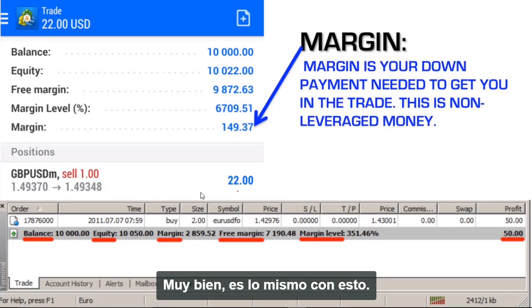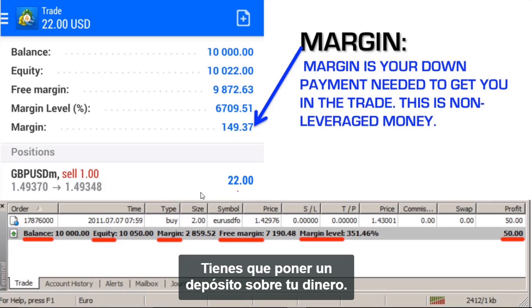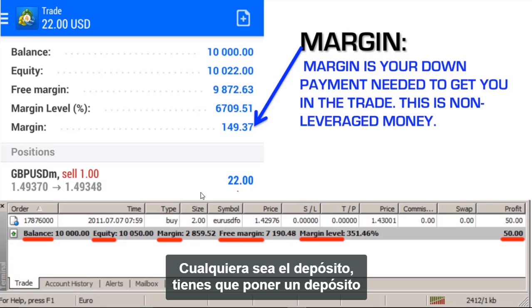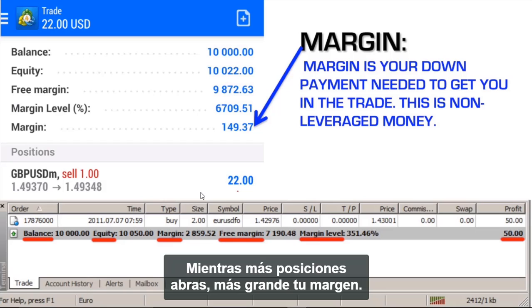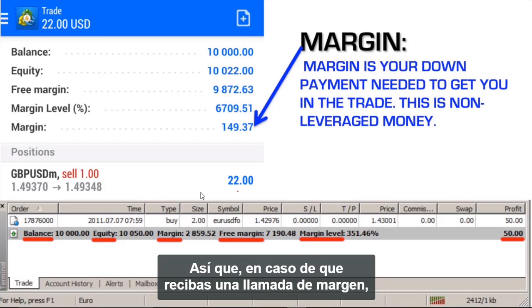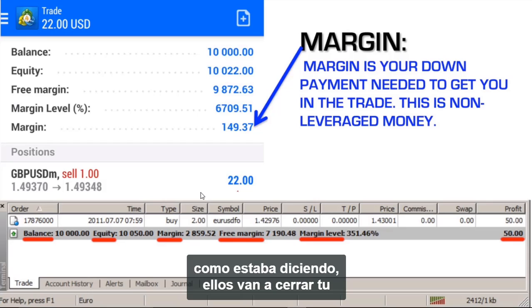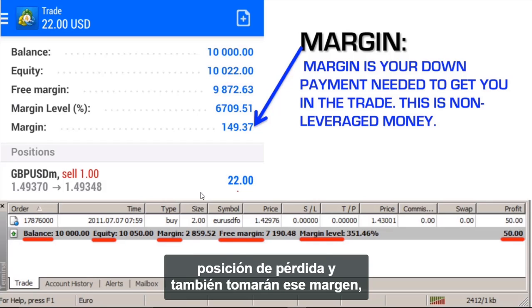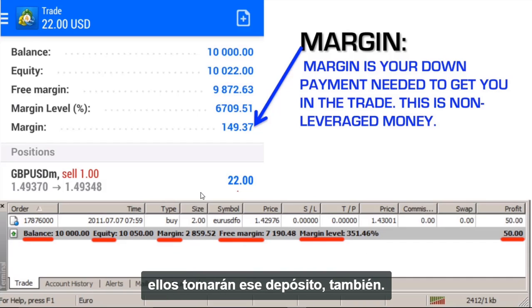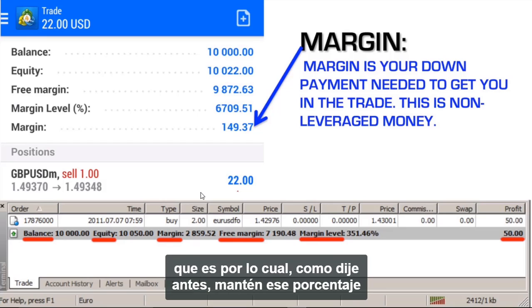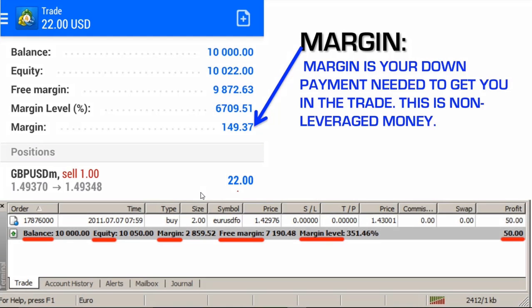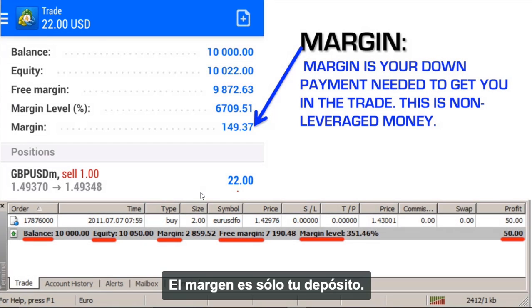All right. It's the same with this. You have to put a down payment on your money, whatever the down payment is. You have to put a down payment on any position you open. So the more positions you open, the higher your margin. So in the event that you get a margin call, like I was talking about, they are going to close out your losing position, and they're also going to take that margin, whatever is in there. They're going to take that down payment also. So you can stand to lose a gigantic chunk of money, which is why, like I said earlier, keep that margin level percent above 100 just to stay in the clear. Margin is just your down payment.